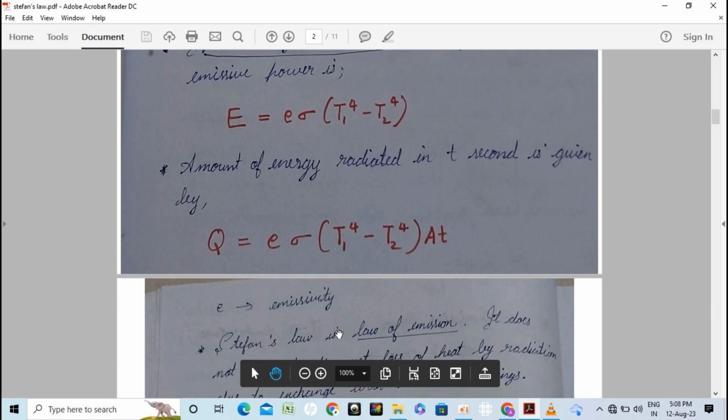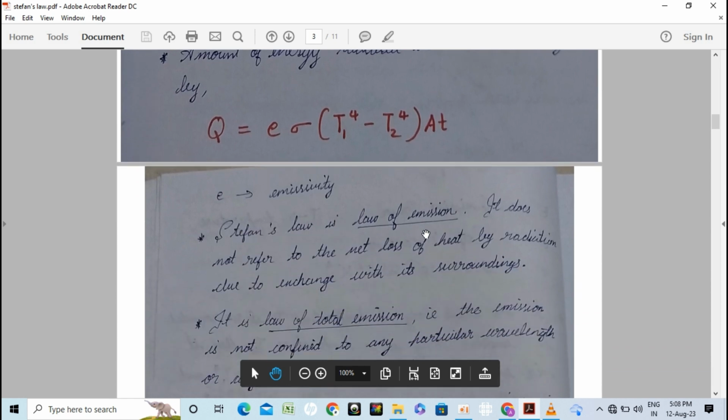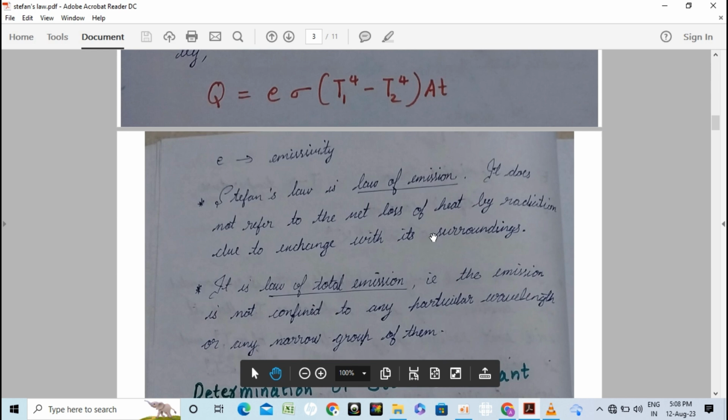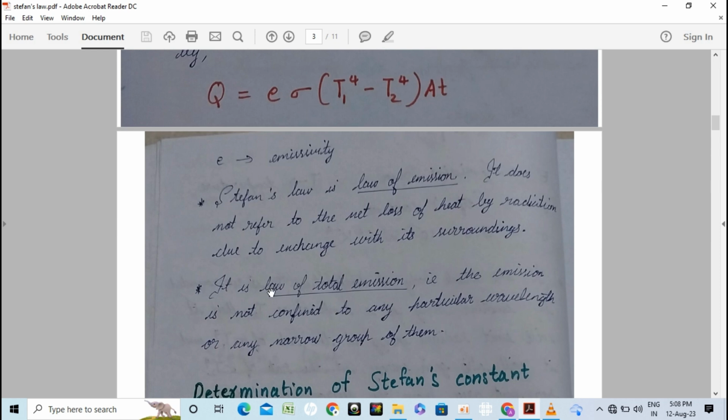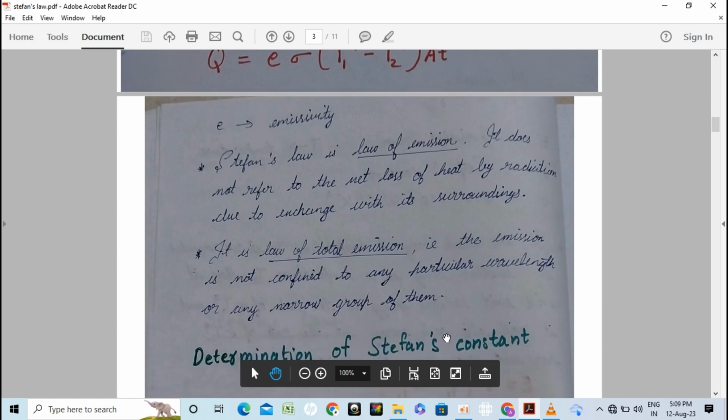Now remember two things. Stefan's law is a law of emission. It does not refer to the net loss of heat by radiation due to exchange with its surroundings. It is a law of total emission, that is, the emission is not confined to any particular wavelength or any narrow group of them. So this is all about Stefan's law.